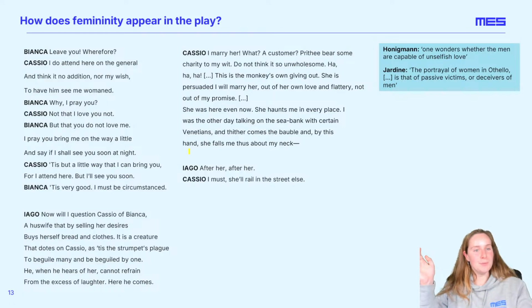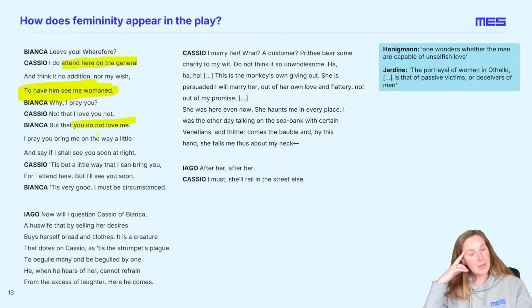Bianca says, leave you. Wherefore, I do attend here on the general, and think it no addition, nor my wish, to have him see me womaned. Why, I pray you, not that I love you not, but that you do not love me. I pray you bring me on the way a little, and say if I shall see you soon at night. 'Tis but a little way that I can bring you, for I attend here, but I'll see you soon. 'Tis very good, I must be circumstanced.